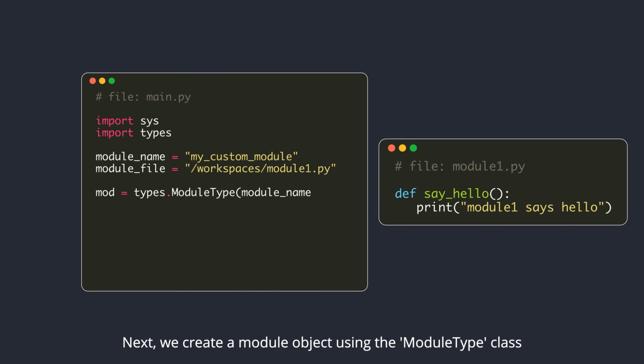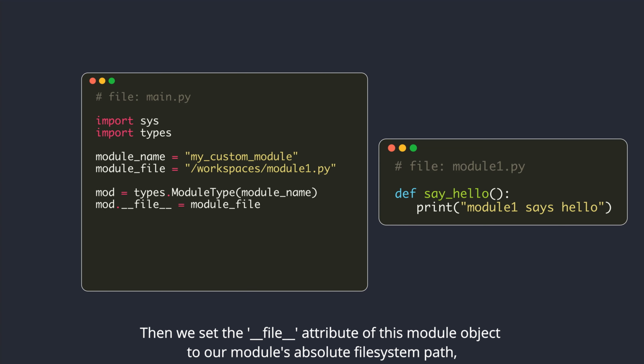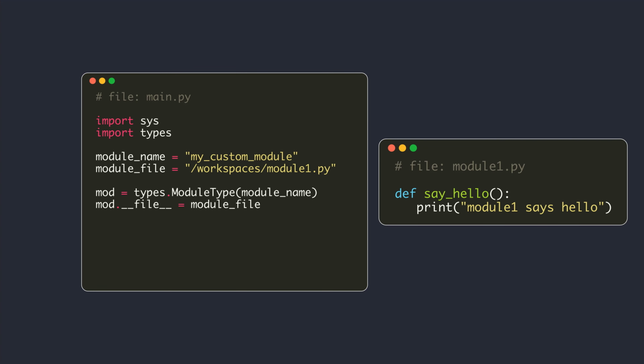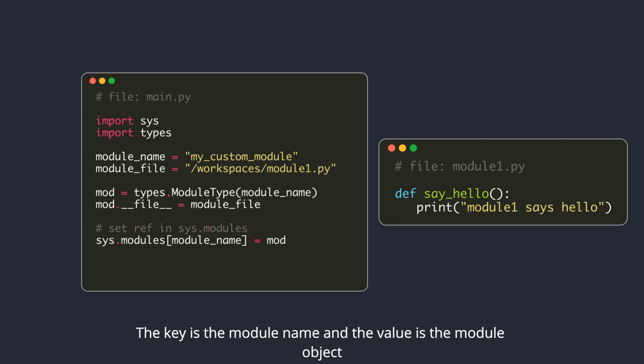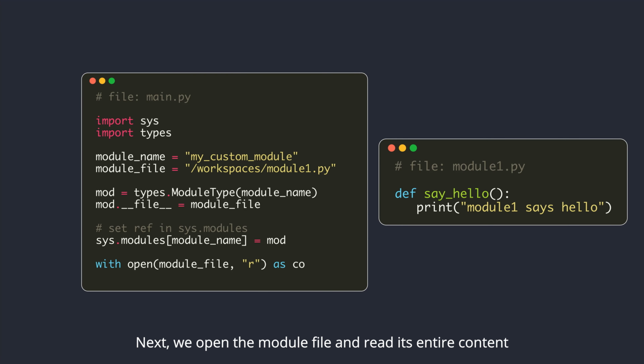Next, we create a module object using the ModuleType class. Then we set the __file__ attribute of this module object to our module's absolute file system path, just like how Python does it. Then, we add the entry within the sys.modules cache. The key is the module name and the value is the module object. Next, we open the module file and read its entire content.